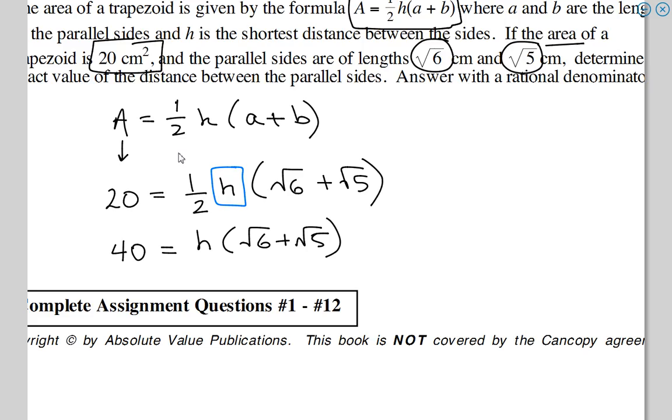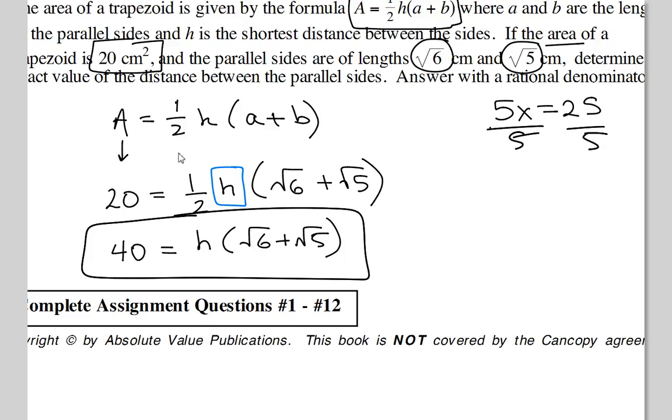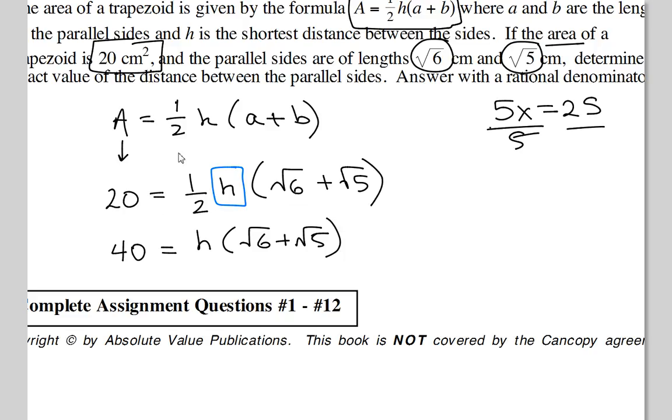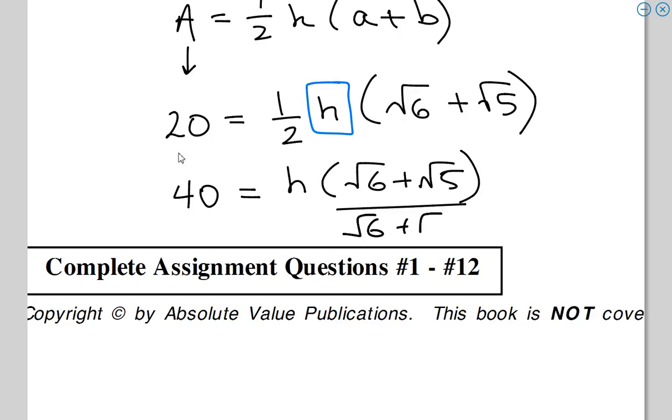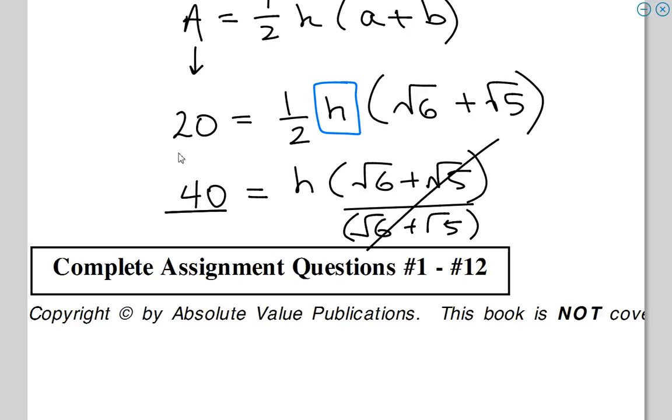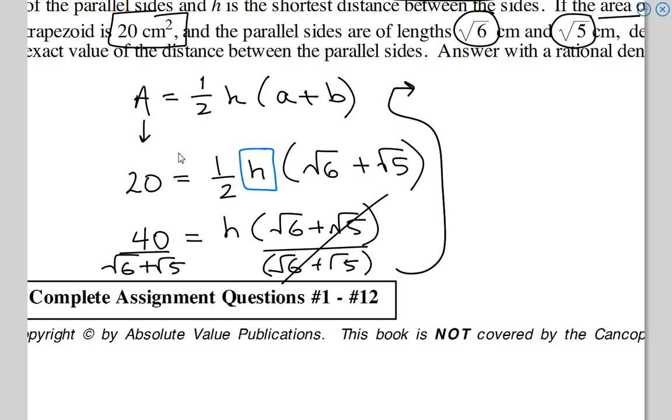And people that are lost, this is no different than this situation here. How do you solve this in junior high? Divide by 5, divide by 5. That's exactly what's happening here. It's going to divide by those brackets, right? So let's divide by this. That's gone. And over here we have this. So we've isolated for h. Over here I'm just going to rewrite it. So h is on the left, and I got 40 over (root 6 plus root 5).